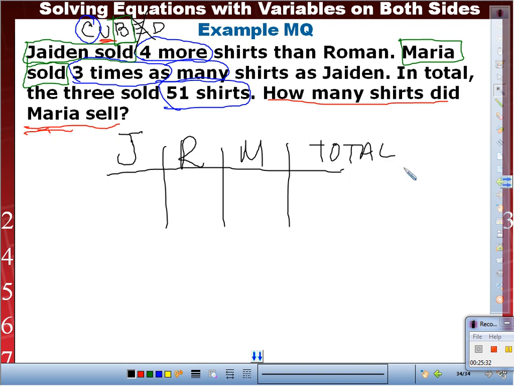All right. So let's do a check. They tell us what Jaden sold, and I can figure that out. They tell us what Maria sold. Who's the only person they don't tell us sold? So what can we label Roman? X. He'll be our X, and that's how we're going to start to label the rest. I'll wait.